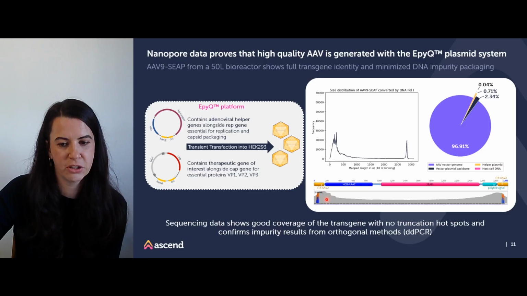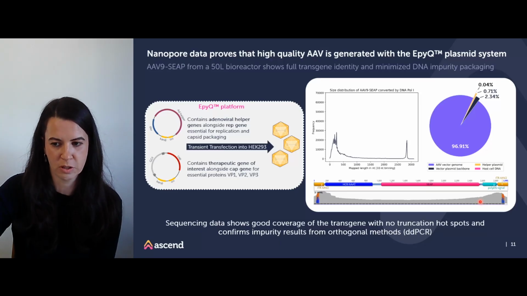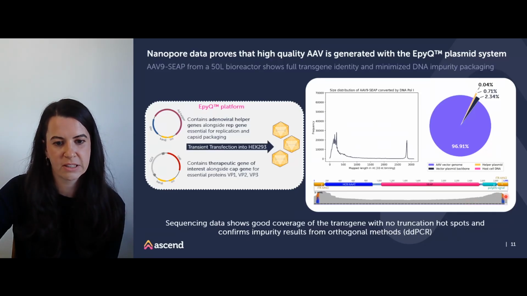And the plot here shows the overall coverage in gray and the schematic transgene above it, with the ITRs on both ends, the promoter region as well as the transgene and poly A, that is all nicely covered over the whole sequence with no truncation hotspots. The coverage, however, slightly drops towards the end of the ITRs, which might be due to the complexity of the challenging secondary structures by the ITR.